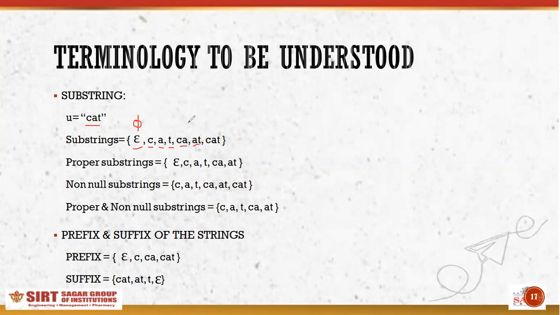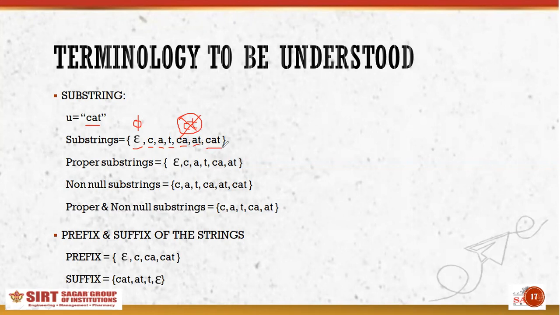So the thing which should be remembered here, and the thing which is different from set theory, is that I haven't written CT here. So CT cannot be considered as a substring because A will always come in between C and T. So you cannot separate C and T and write it alongside, because A is the alphabet which will always come in between C and T. So CT will not be considered in substring.